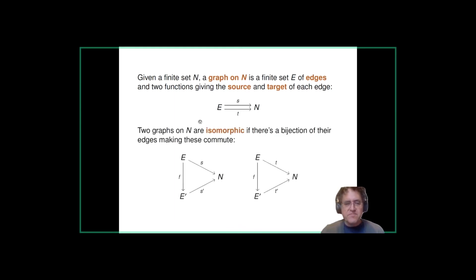Now, it's possible for two graphs with the same set of nodes N to be isomorphic. We could have one with set of edges E, and we could have another one with set of edges E prime. We'll say that they're isomorphic if there's a bijection F here from E to E prime that makes these two diagrams commute. So what this means is that the only difference between these two graphs is the names of the edges, and F, this bijection, is just the thing that converts the names we had over here to the names we had over here.